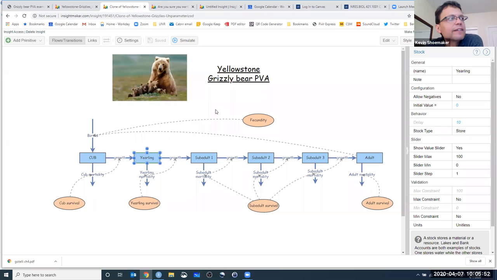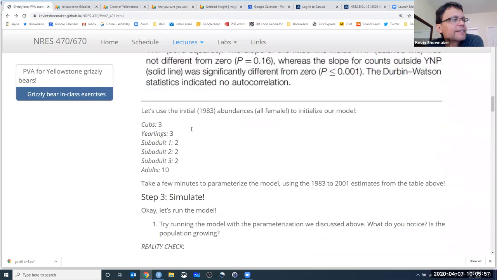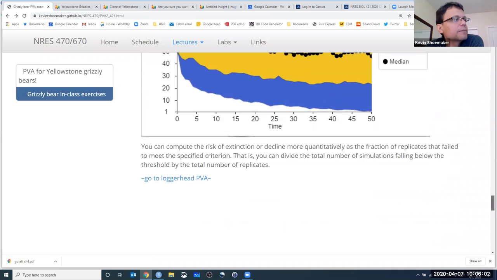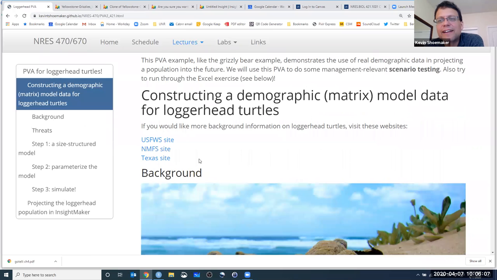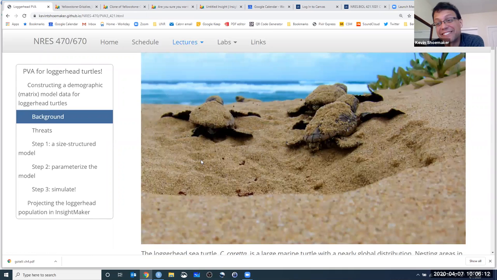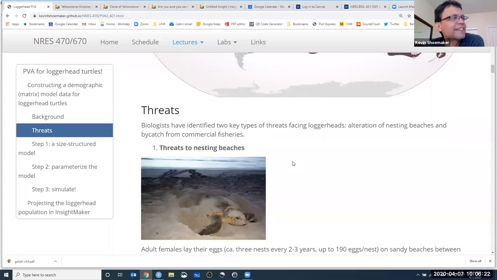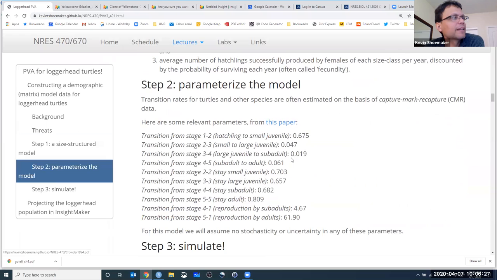So the next model is the loggerhead sea turtle. Where were we? There we go. Go to loggerhead PVA. And again, I provide an Insight Maker link with the loggerhead sea turtle. There are no sea turtles in Yellowstone, as far as I know. At some point, you'll see a link to the Insight Maker model. So I, again, give you the vital rates for the model.